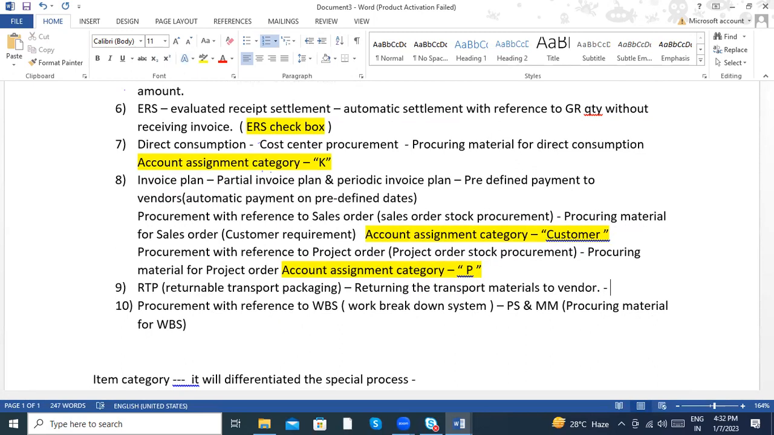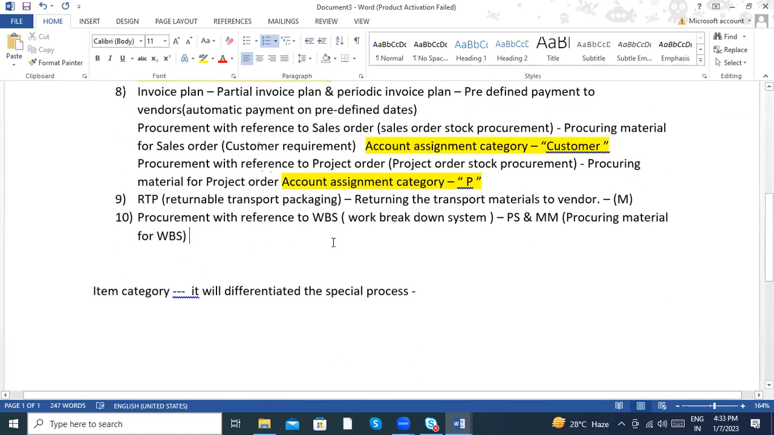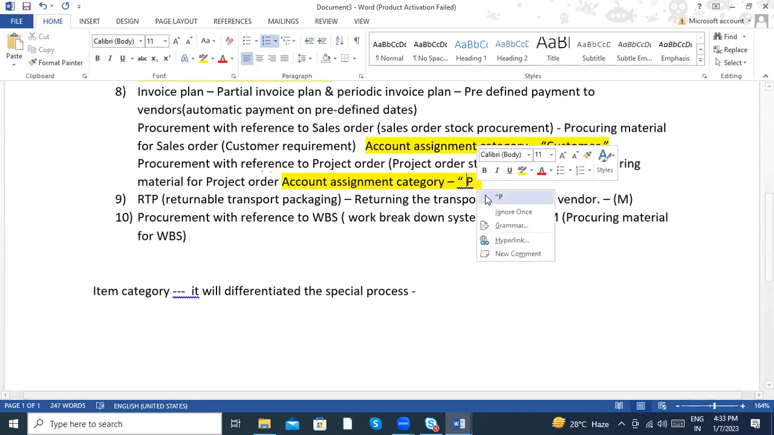Because at the time of receipt only, we understand that you are getting the goods along with the containers. So those containers you need to assign there. In the inventory screen, you can identify RTP, returnable transport packaging. You can differentiate it from 501 M. So that is different. We can say special stock procurement is M at the time of inventory. I will show you how to do it in the system. And this is again project only, the WBS related project only.